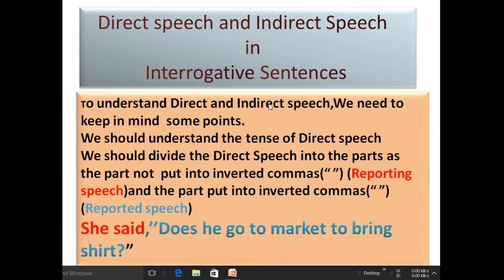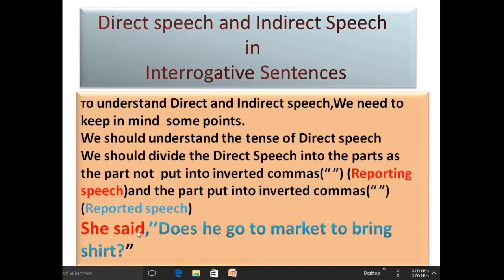To understand direct and indirect speech, we need to keep in mind some points. We should understand the tense of the direct speech. We should divide the direct speech into two parts: the part not put into inverted commas is called the reporting speech, and the part put into inverted commas is called the reported speech. If we divide it first, it will be easy for us to change direct speech to indirect speech.